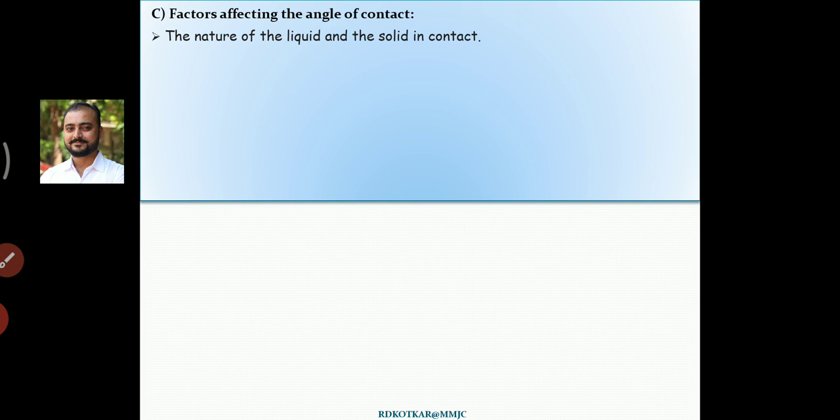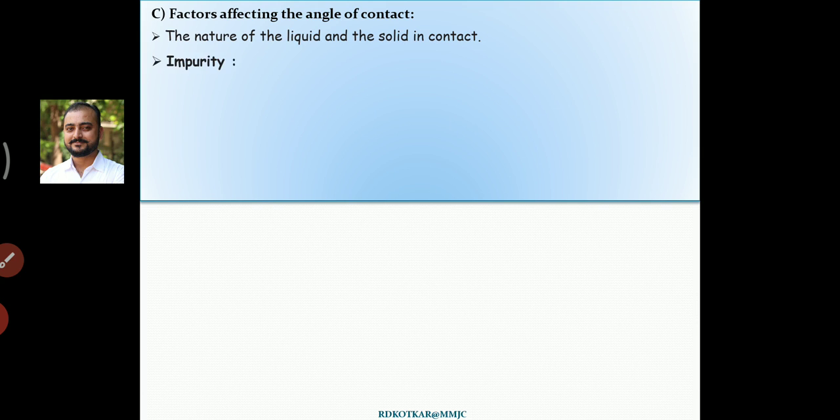But if you change it to impure water, or you change it to oil and glass, the value of the angle of contact is going to change. In short, what we can say is that this value depends upon the type of liquid and solid, or the nature of the liquid and the solid in contact.